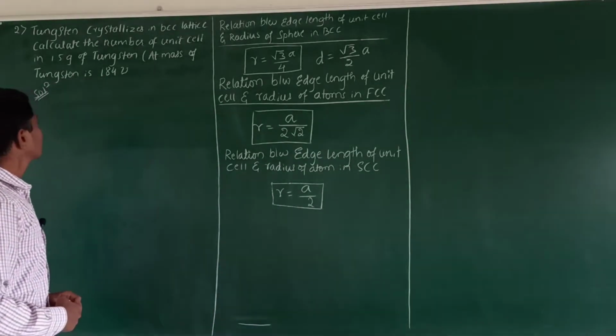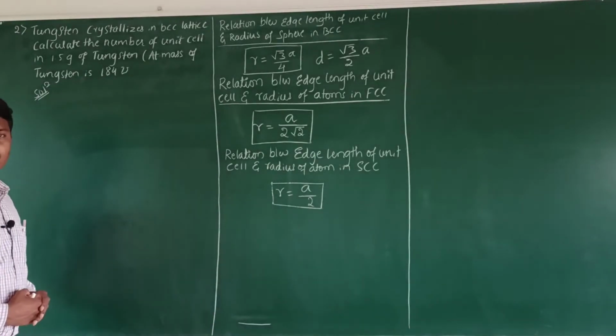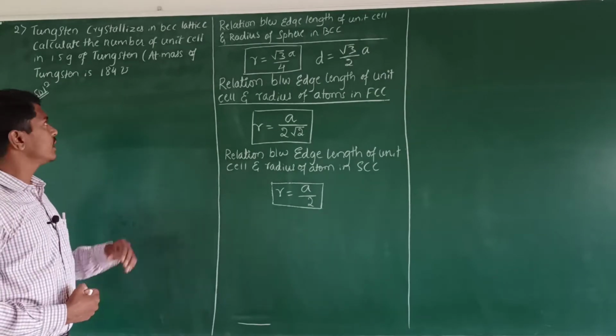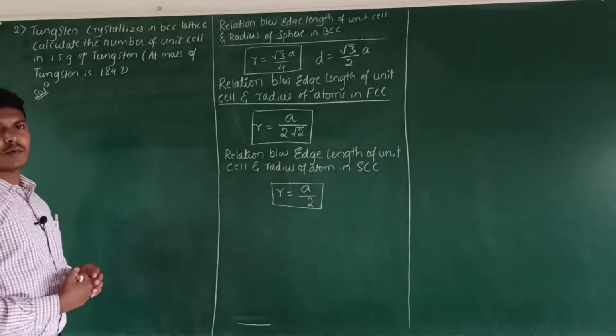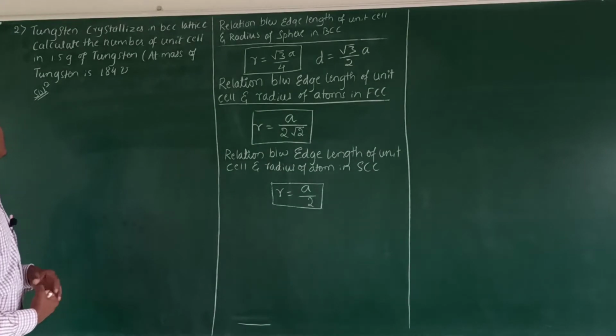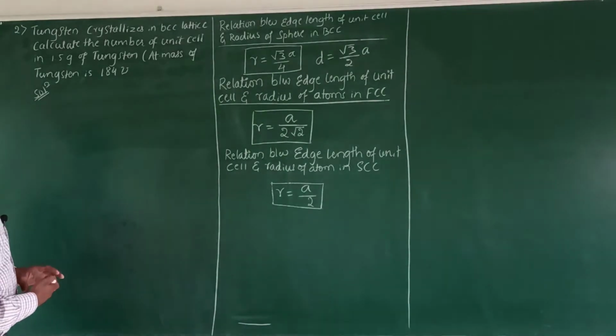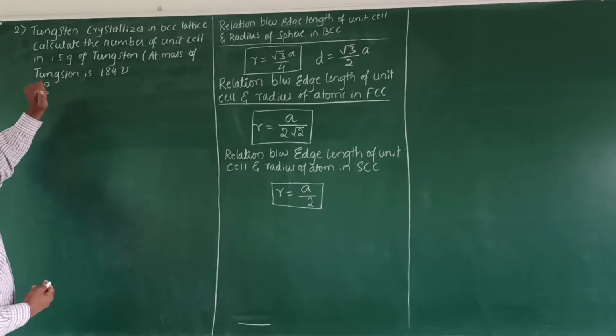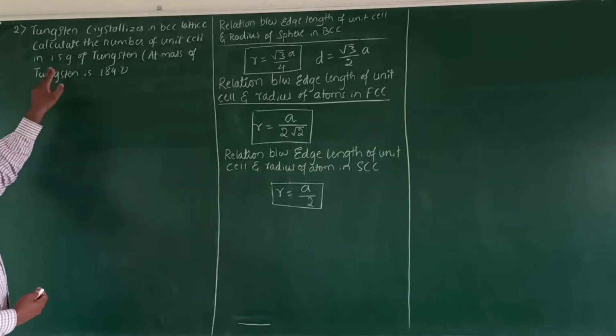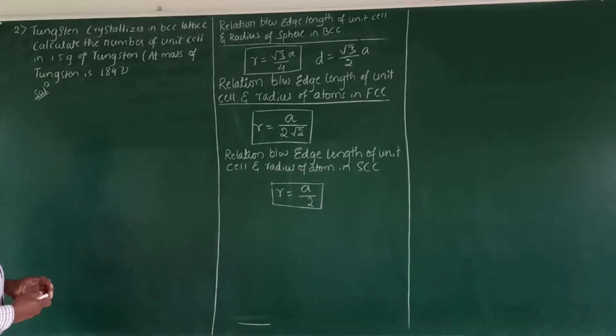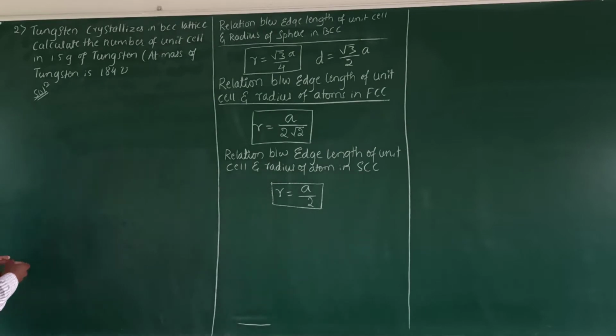In this class we are solving the calculation of the number of unit cells in 1.5 gram of tungsten. Second question: tungsten crystallizes in BCC lattice. Calculate the number of unit cells in 1.5 gram of tungsten. The atomic mass of tungsten is 184 unit. Okay, let's solve the problem now.